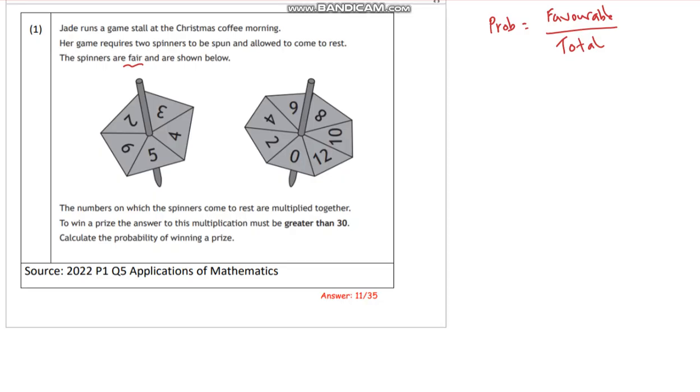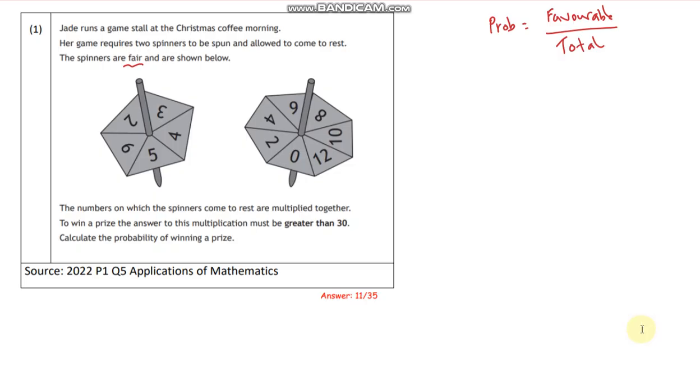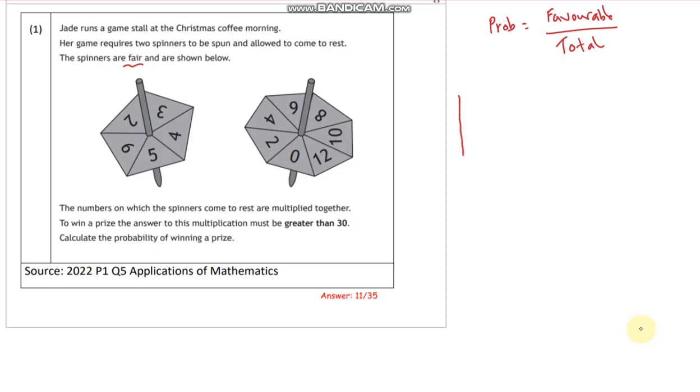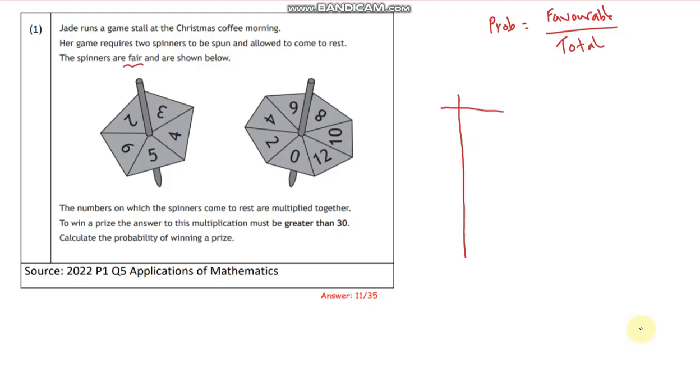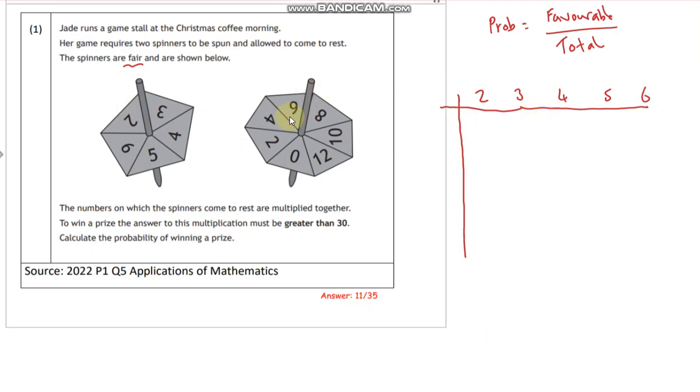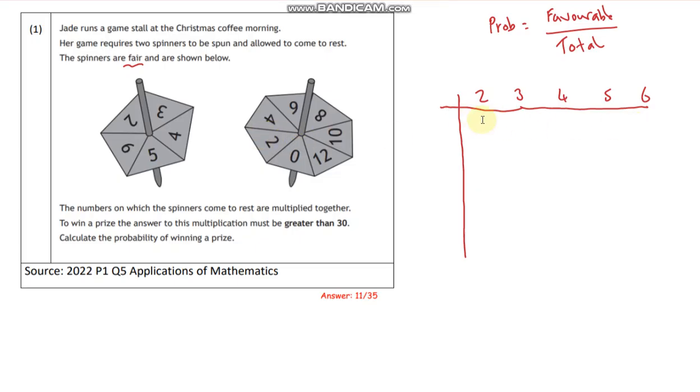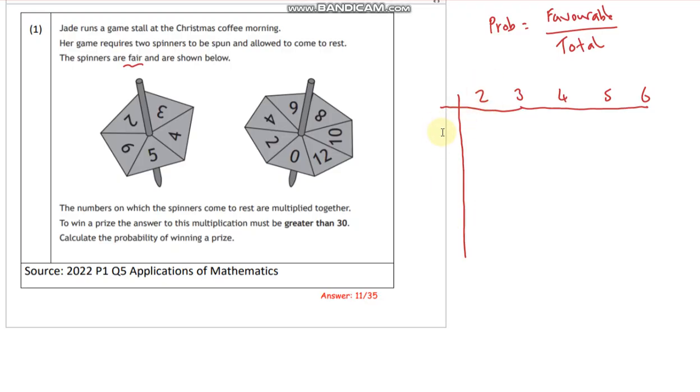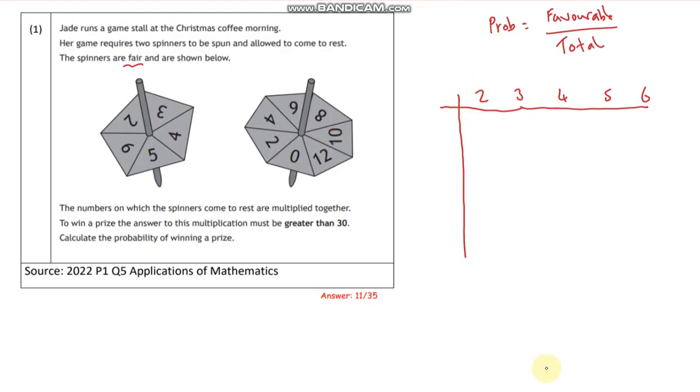So, starting off with a slightly trickier one. If you can do this, you can pretty much do anything. This is as hard as it gets. So you've got 2 spinners, and I've got 2, 3, 4, 5, 6 on one. When I spin this one, it can land on any of these numbers, and when I spin the other, it can land on its numbers. So I'll use this table to multiply the 2 different outcomes. Down here I'm going to write the other spinner: 0, 2, 4, 6, 8, 10, and 12.